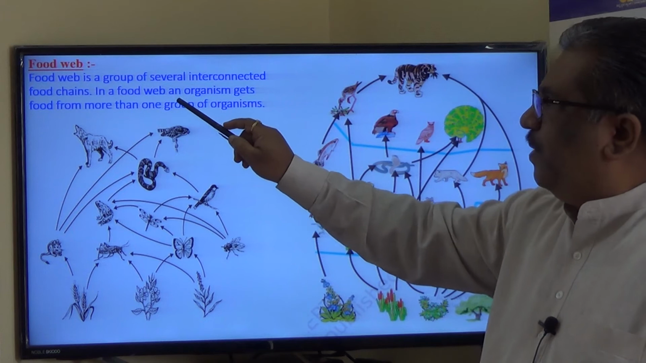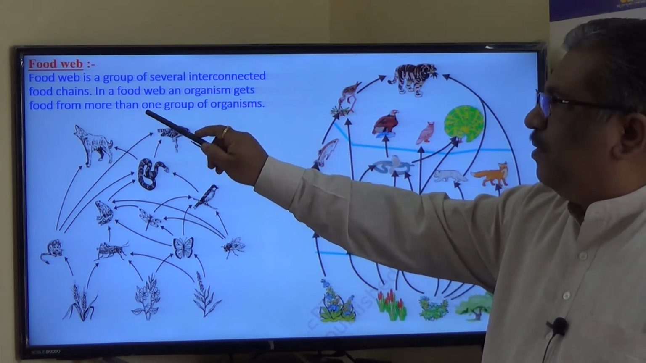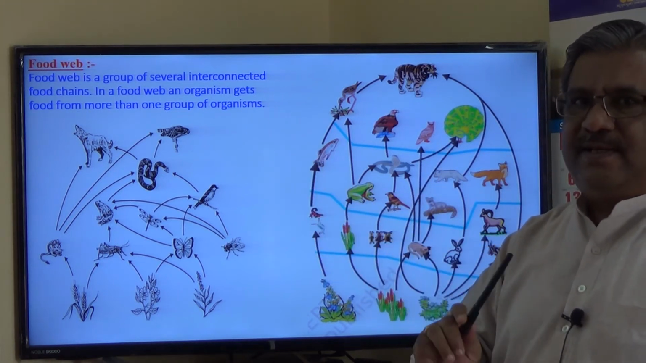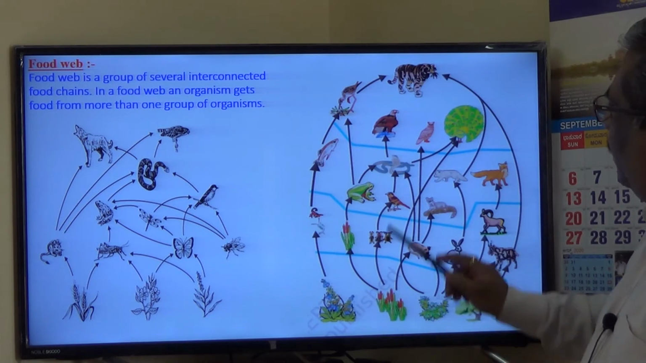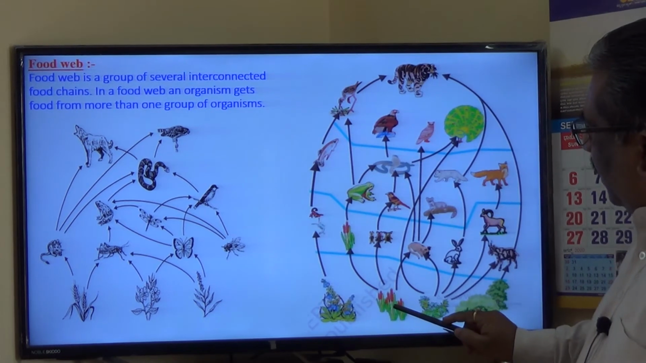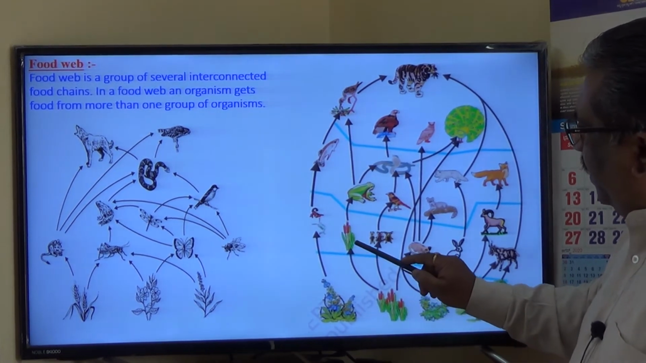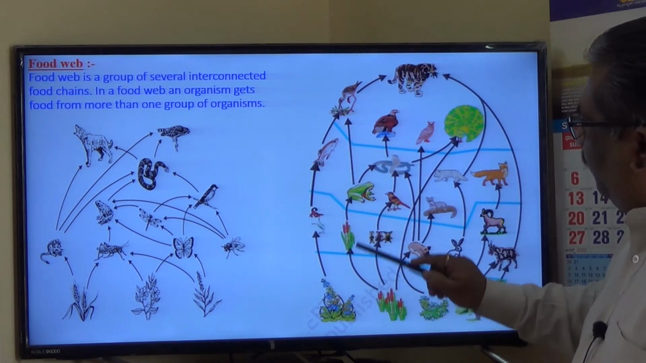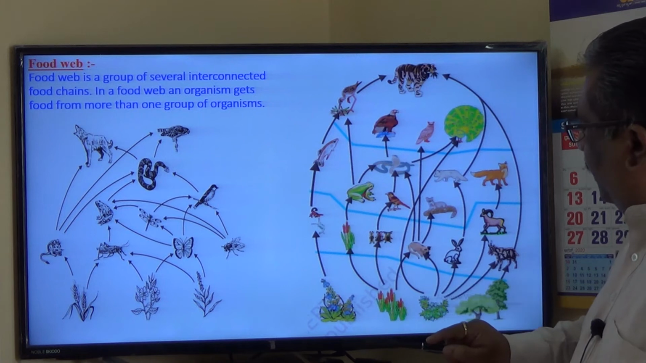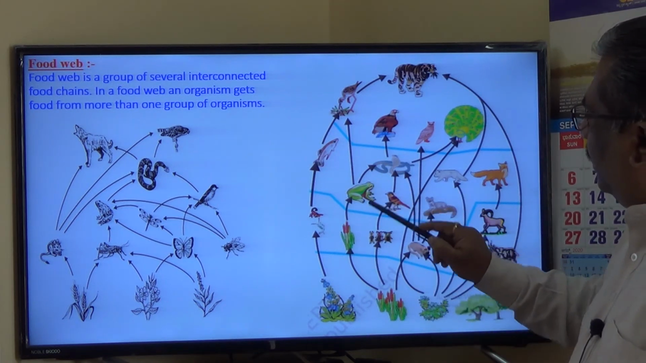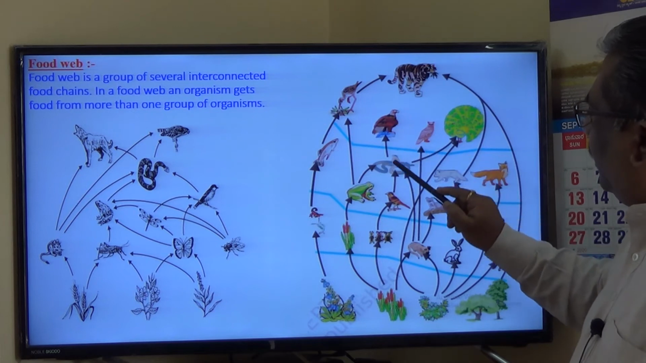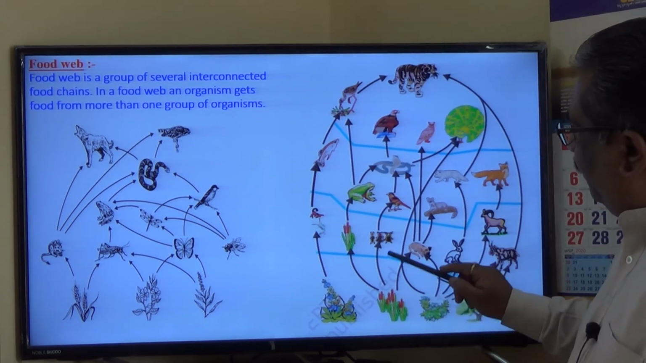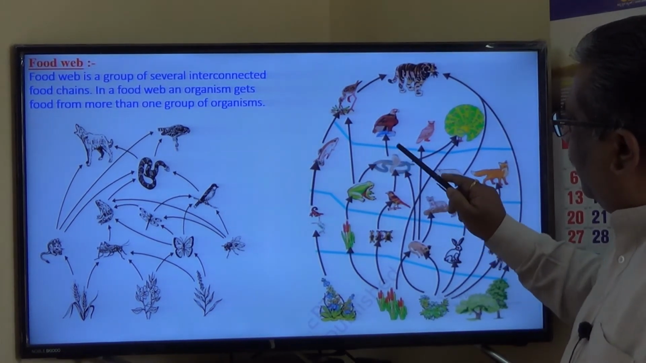Important, in a food web, an organism gets food from more than one group of organisms or more than one chain, you can say. Let me take example over here. Hawk, grass, of course this is grass here, it should have been grasshopper actually speaking, okay, grass, here I can put a grasshopper. Frogs can feed on the grasshopper and snakes can feed on the frogs. Hawk can feed on this. There is a parallel food chain here: grass, insects, birds, snake and hawk.